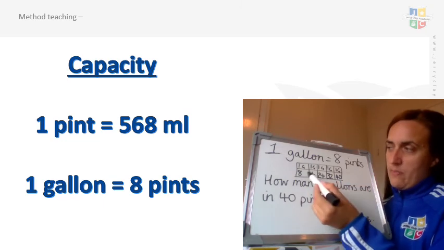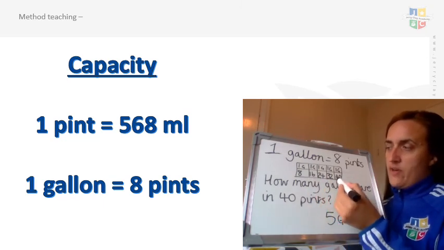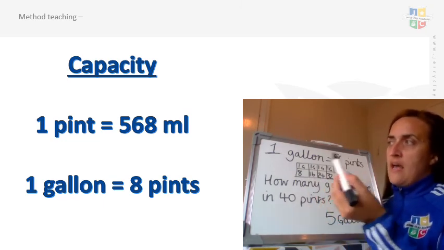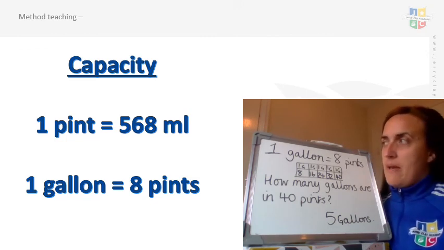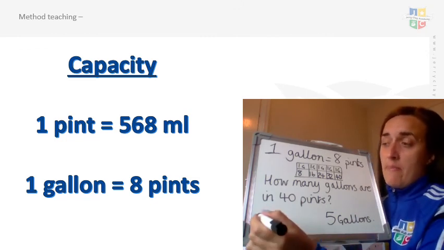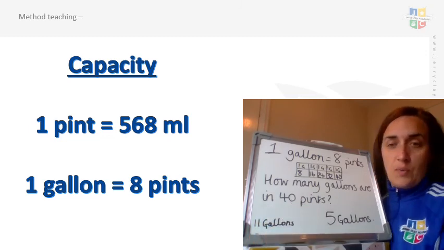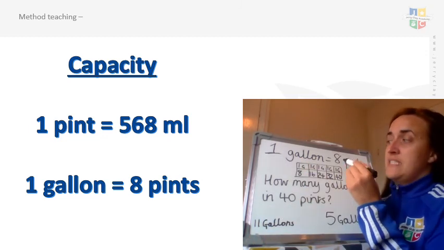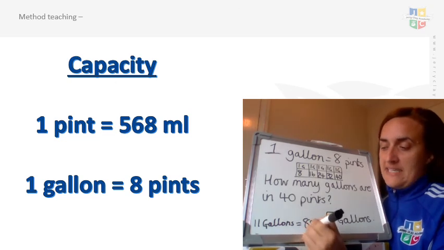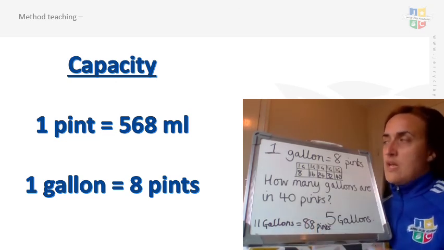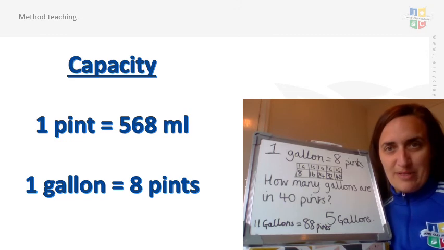So you could count up in your 8s to work out if you're converting between pints and gallons, and then you would need to be multiplying by 8. So for example, if I said, how many pints is the same as 11 gallons? We would be doing 11 times 8, so that would be 88 pints. So it's really good application of our 8 times tables there.